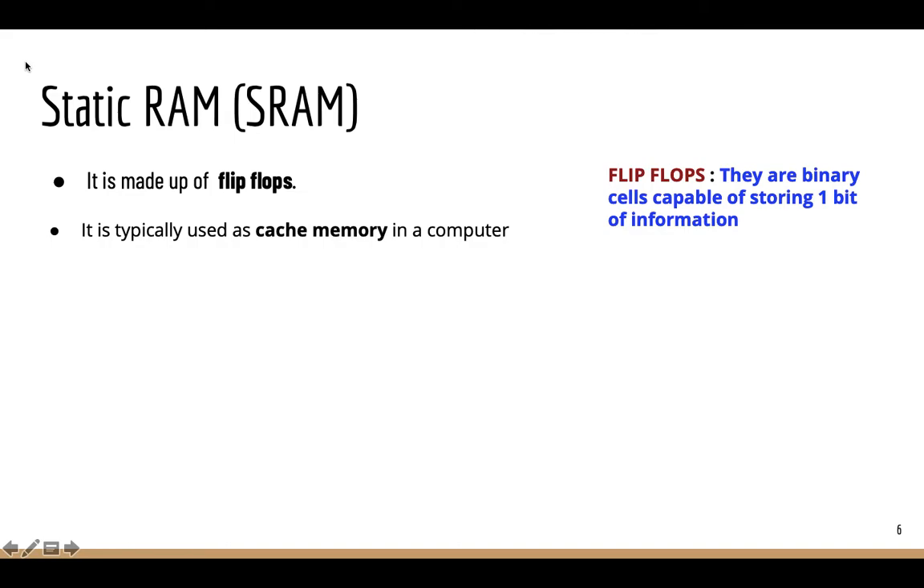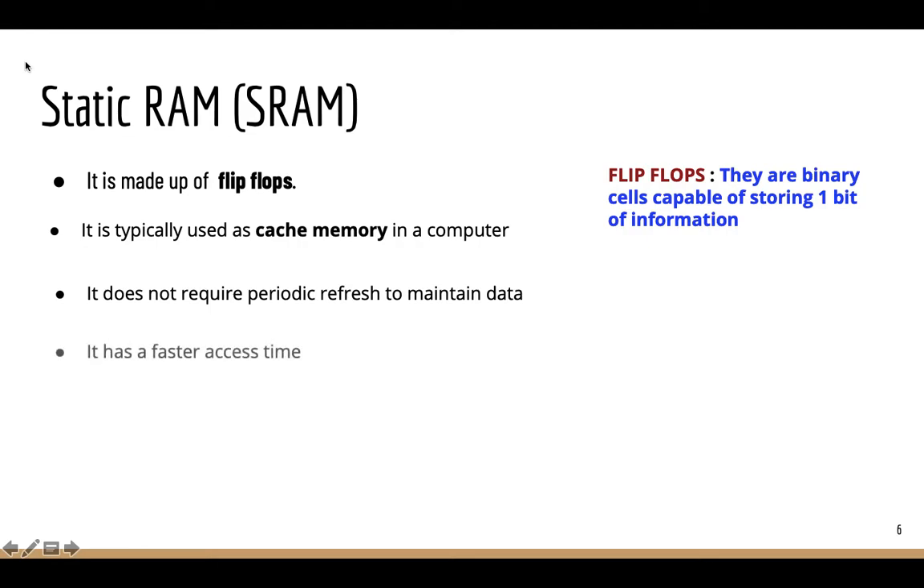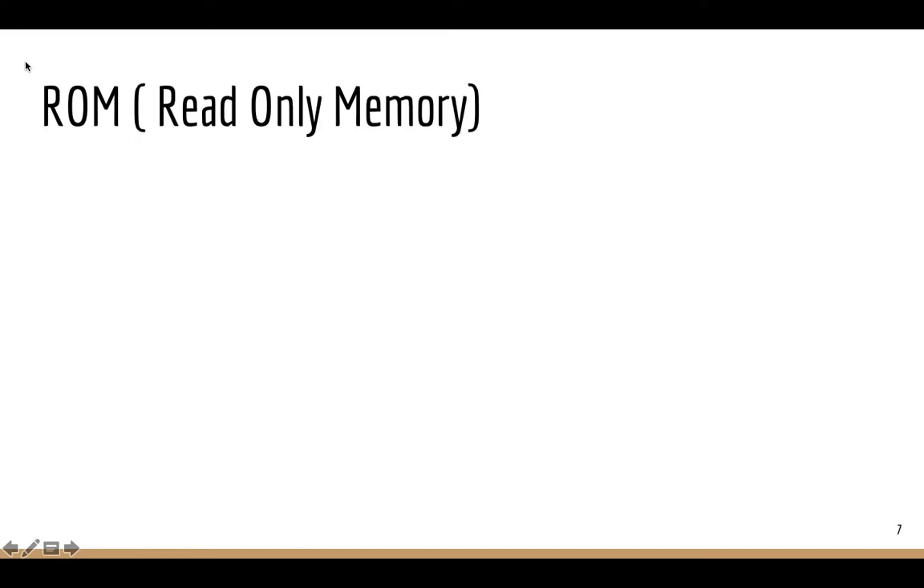Cache memory is a very high speed memory. We'll cover cache memory in detail after a few minutes. Now, in order to design the cache memory, static RAM is used. It does not require periodic refresh to maintain data. Since it is made up of flip-flops, no periodic refresh is required in the case of SRAM. It has a faster access time. Faster access time means it is a faster form of RAM.